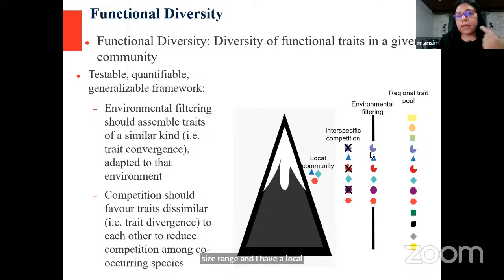Now, I know that if environmental filtering is a very strong process here, then these beak sizes will actually be very similar to each other, right? They can all be the same beak size, or they will have a very small range. They will not be a very diverse set of beak sizes. But if interspecific competition is dominant or very strong, then that diversity will actually be larger. They will be more distinct from each other, right? So this tells me that depending on the diversity of beak sizes, I can inform whether environmental filtering is strong or interspecific competition is strong.